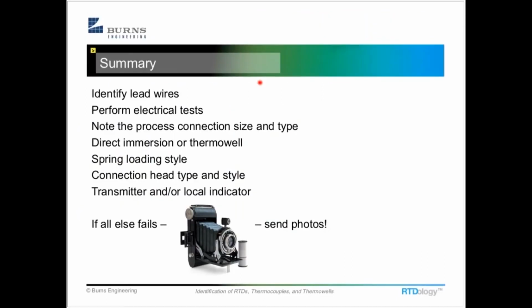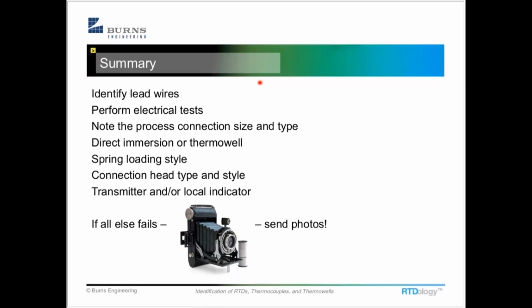And so with that, if we have any other questions here, I'm just going to go through a little summary here real quick. One of the first things you want to do, identify the lead wires, whether you've got 2, 3, 6 wires or 4. And if you can, do some electrical tests. Look at the process connection sizes and the types.